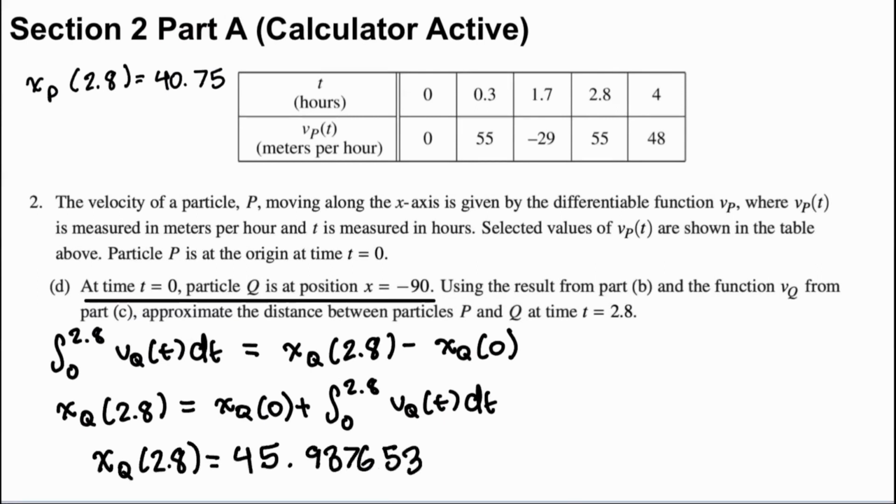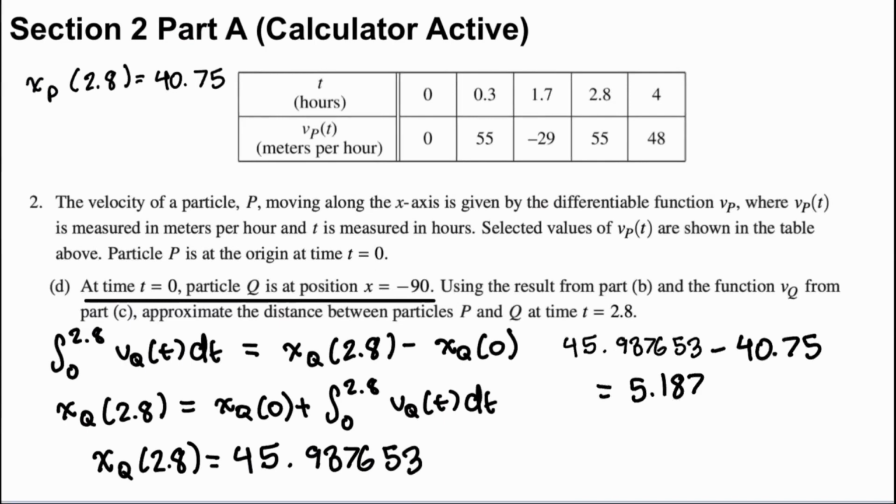And so now we're going to approximate the distance between the two particles, meaning that we're just going to subtract. We're going to take this value right here. We want this to be a positive number, so we're going to subtract the smaller number from the larger number. So I'm just going to take this, make it a little smaller, and then we're going to subtract 40.75, and we get an answer of about 5.187 if you put it in the calculator.